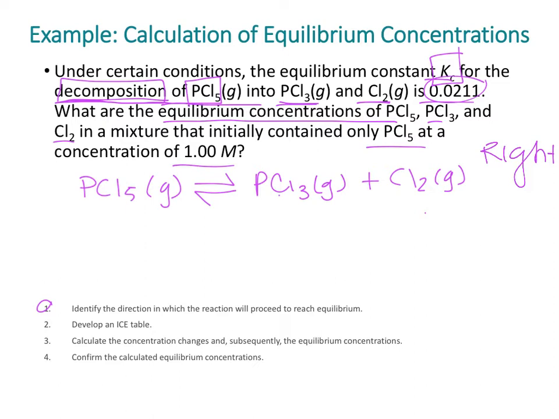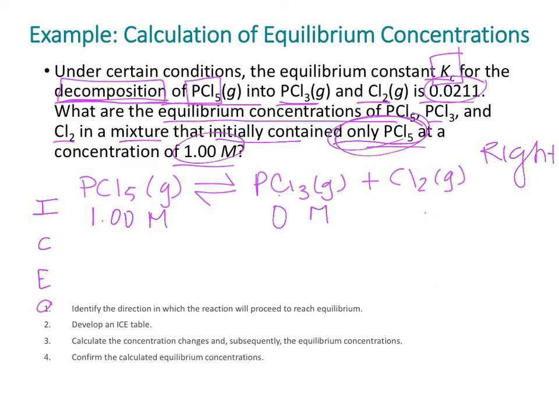Now we can start filling out our ice table, or setting up our ice table. We all know what each of these stands for now. Initially, we are given one concentration. We are given the fact that the mixture initially contained only PCl5. Again, that's an important piece of wording because it lets you know how much of the products you have. So of the reactant, we have 1.00 molar. Of the products, it's telling you initially you only had PCl5, you didn't have any product at all.